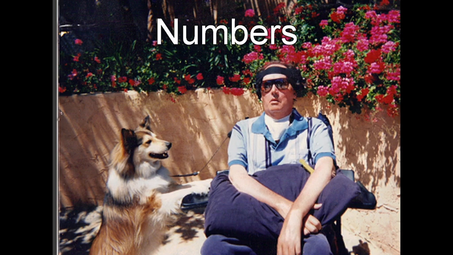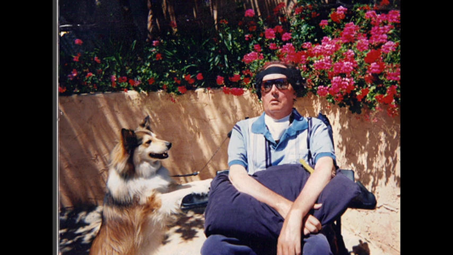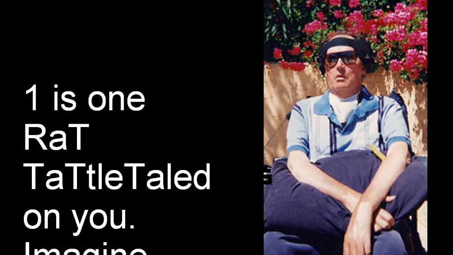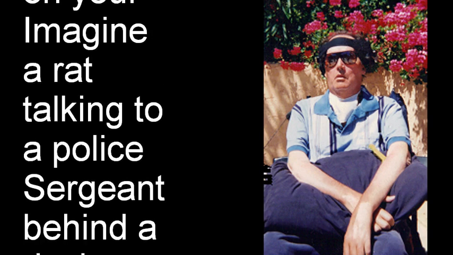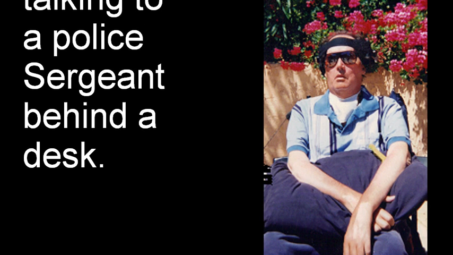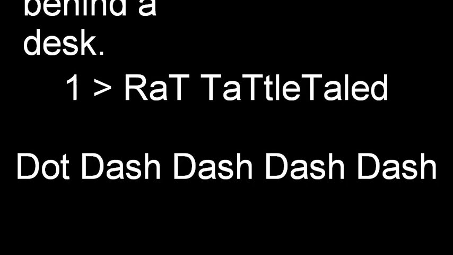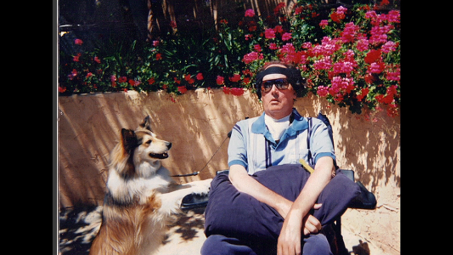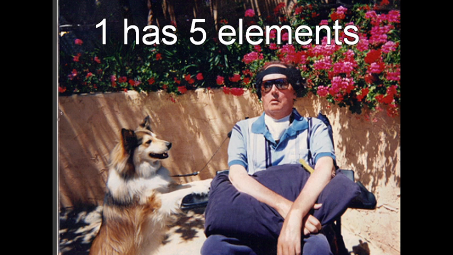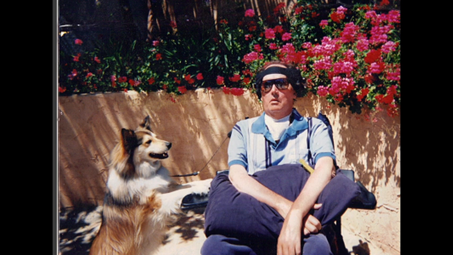Now the numbers. I will give you only one number. The rest of them progress from that. 1 is one rat tattletaled on you. Imagine a rat talking to a police sergeant behind a desk. That translates into ... Note that 1 has 5 elements, or dots and dashes. All numbers have 5 elements.